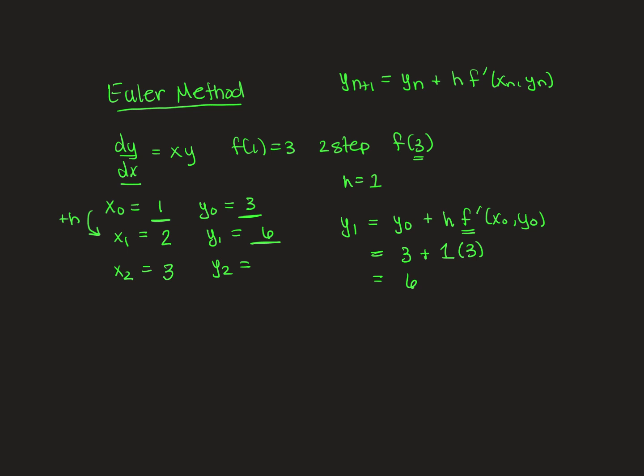Now on the next step, we're going to use this x and this y to find our next y. So y2 is going to be y1 plus h f prime of (x1, y1). y1 is 6. H is 1. And this time we're going to plug 2 and 6 into our differential equation, which gives us 12. So our approximation is 18. So f(3) is approximately equal to 18 using 2 steps of Euler's.